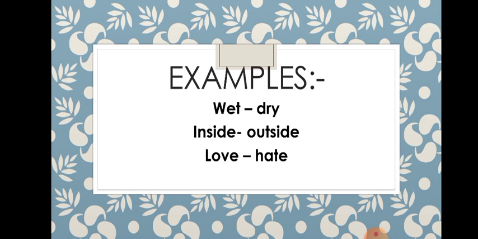Next word is love. The opposite of love is hate. We have to love our pets and other animals on the streets. We do not have to hate them. So love and hate are two different words which give the opposite meaning of each other. Next is hard and soft. The opposite of hard is soft. We can say the rocks are too hard and the mattresses are too soft. So here, hard and soft are opposite words of each other.